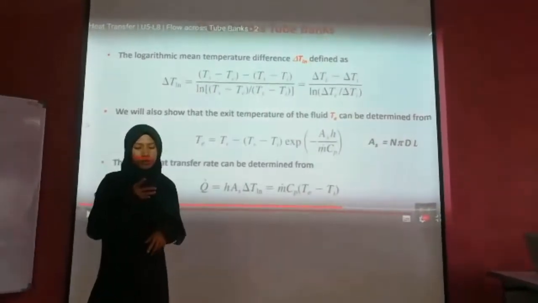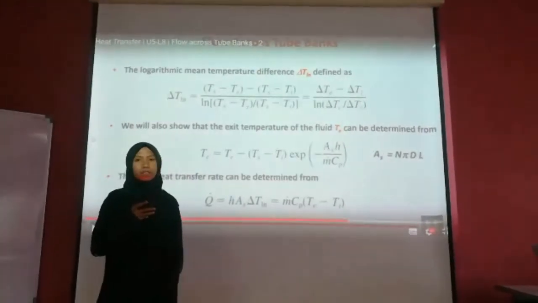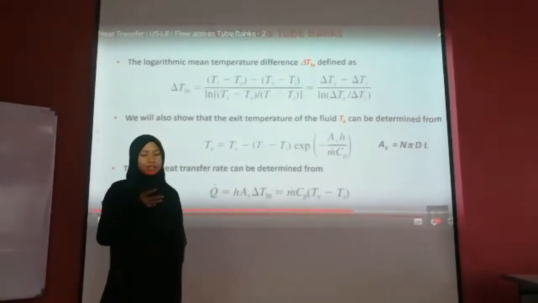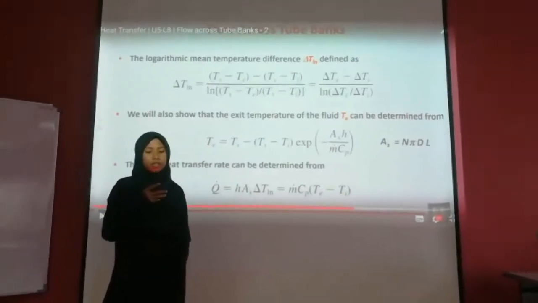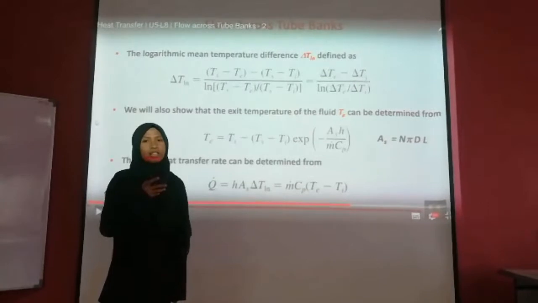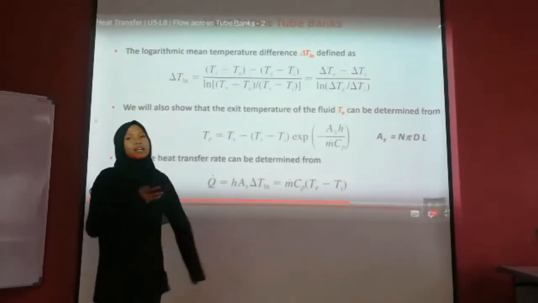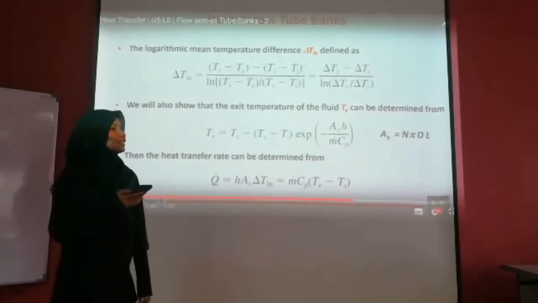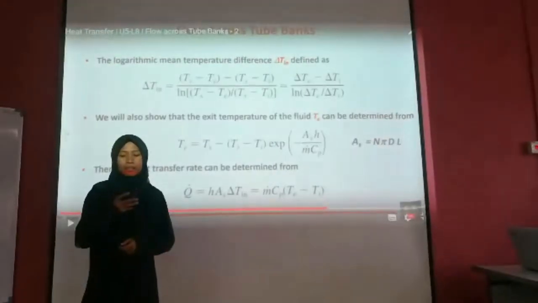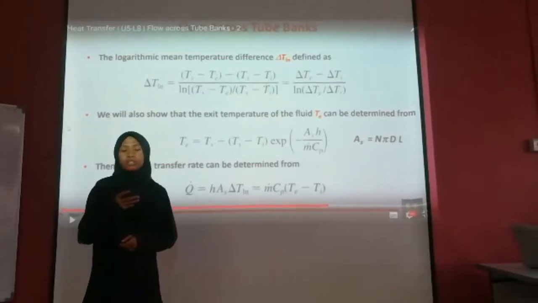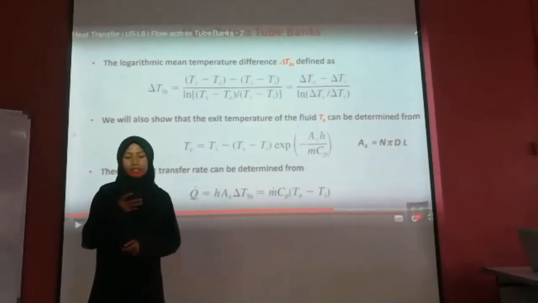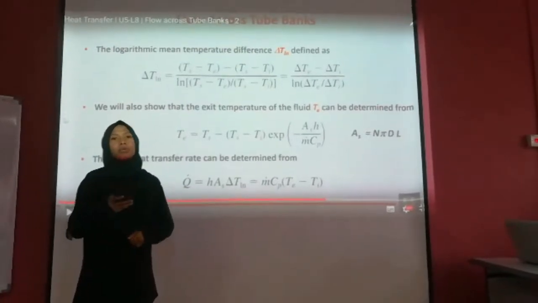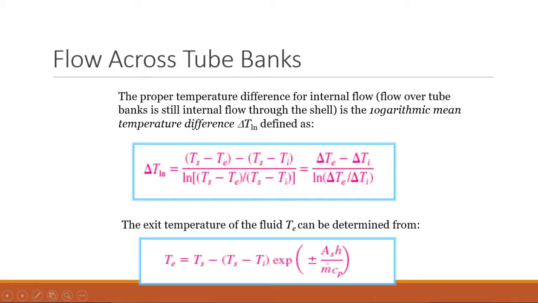The proper temperature difference for internal flow, which is flow over tube banks, is still internal flow through the shell, is the logarithmic mean temperature difference, which can be seen using this equation.